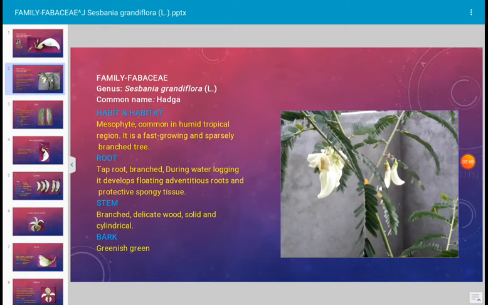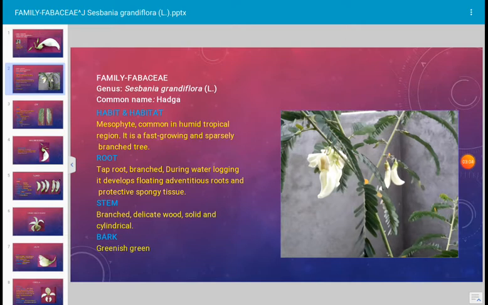And how is the stem of the Sesbania grandiflora, which is commonly called Hadga, and is a member of family Fabaceae? The stem is branched, with delicate wood, and it is solid and cylindrical. These are the characteristic features of the stem. And how is the bark? Bark is present. Green or ash colored bark is present on the stem. Okay. And what is bark? Bark is the outermost layer of the stem and root of woody plants. Bark is all the tissue which is situated outside the vascular cambium. This is called bark.